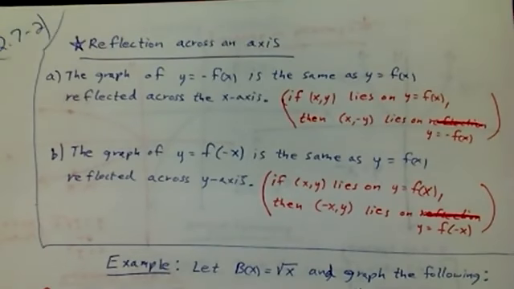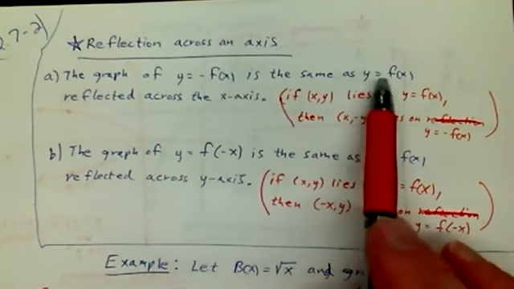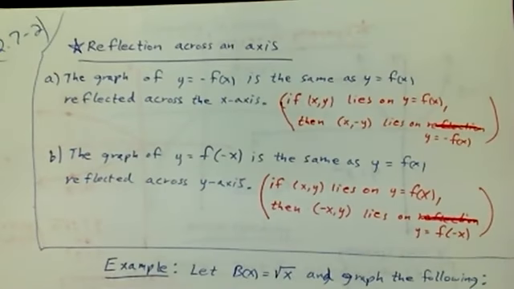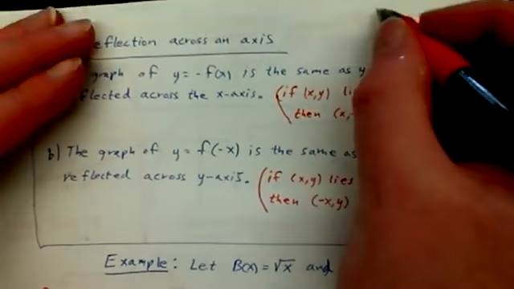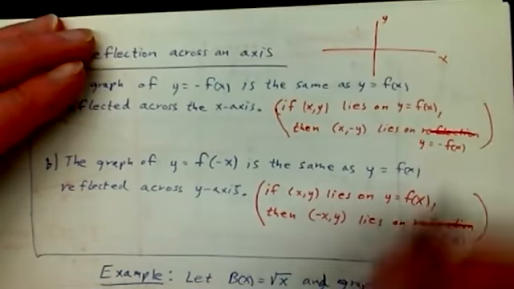Okay, guys, 2.7 continued. Next set of transformations are reflections across an axis. So the graph of y equals negative f of x is the same as y equals f of x reflected across the x-axis. The way to think about this is this: the x's don't change.